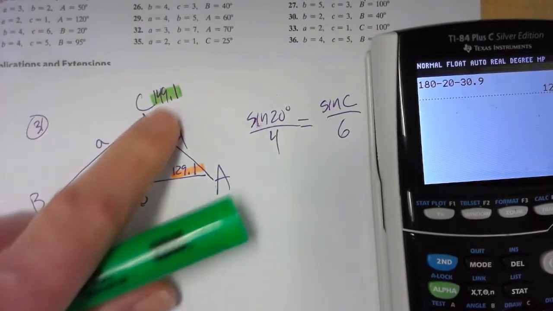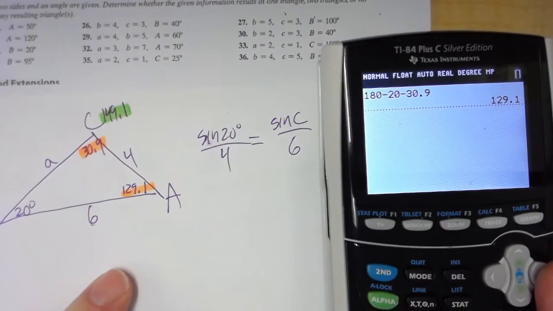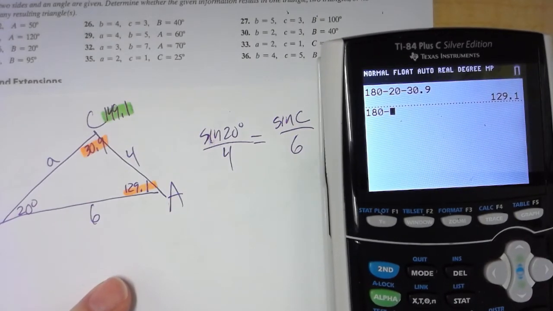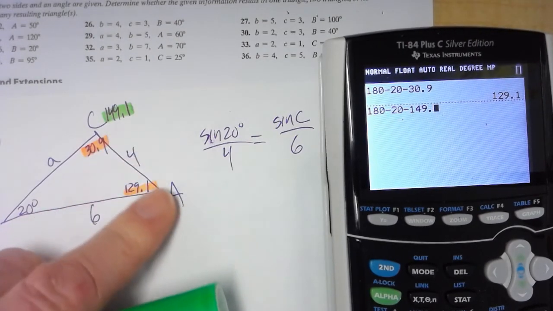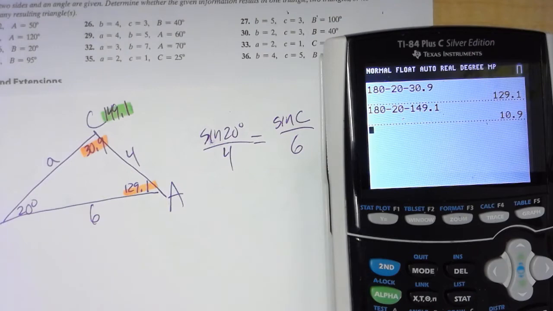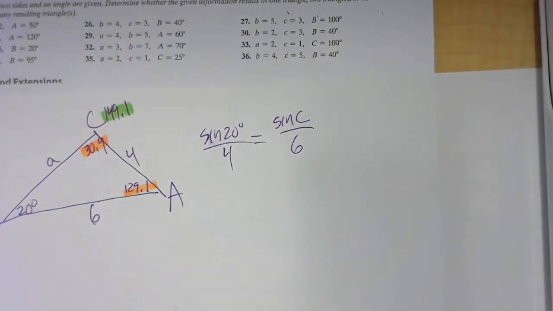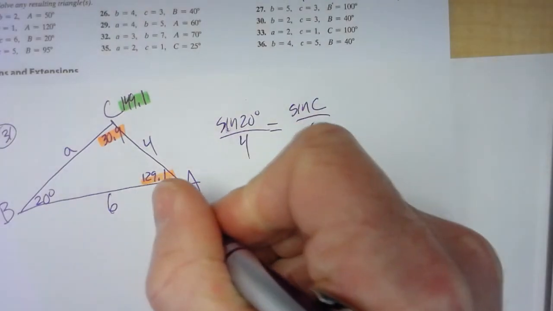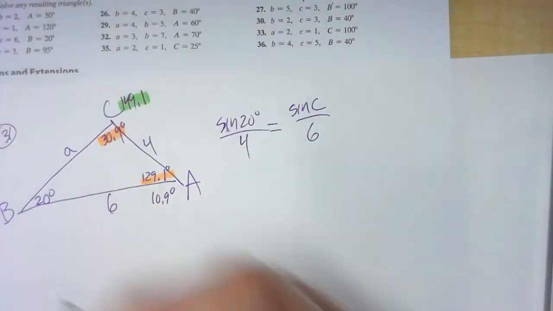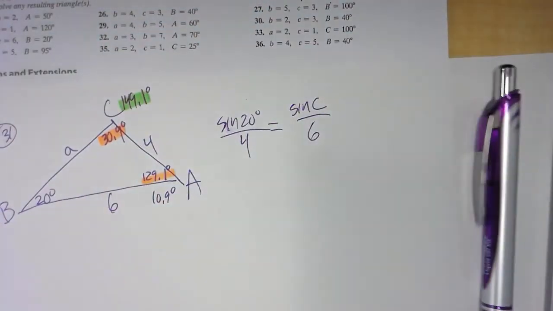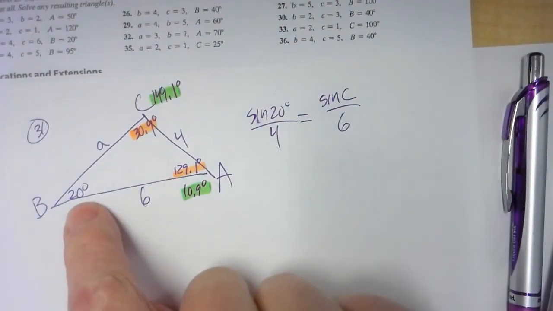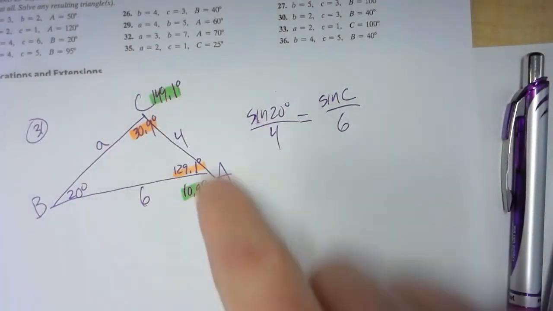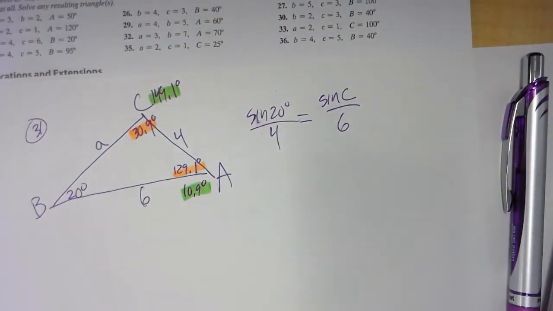Okay, now I'm going to do this one and the green one. So 180 minus 20 minus the 149.1. So it's 10.9 degrees. So this angle right here could be 10.9 degrees as well. These are all degrees. Okay, so angle A could be either one of those, angle C could be either one of those, and we know that that's right. So the 20 goes with the two greens, or the 20 goes with the two oranges. So there's two different triangles that could work here.